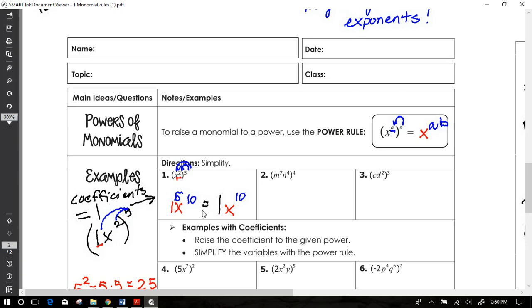Let's try example 2. So I have an m and an n. So my bases will stay the same, m times n. And what I will do is my snobby little exponents are going to be talking up here. 7 times 4 is 28. And 4 times 4 is 16. And I'm finished. That's all I need to do with that.